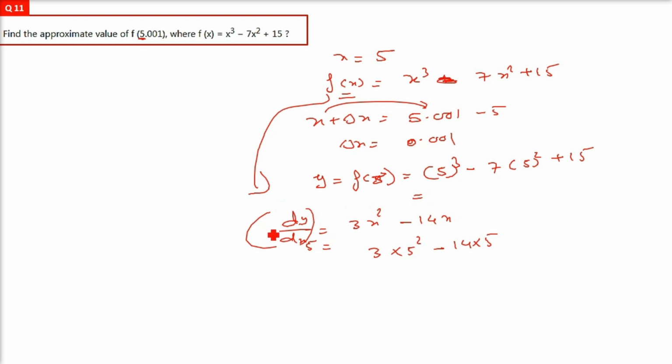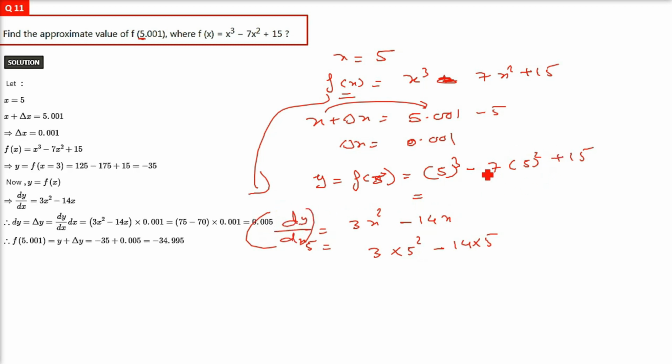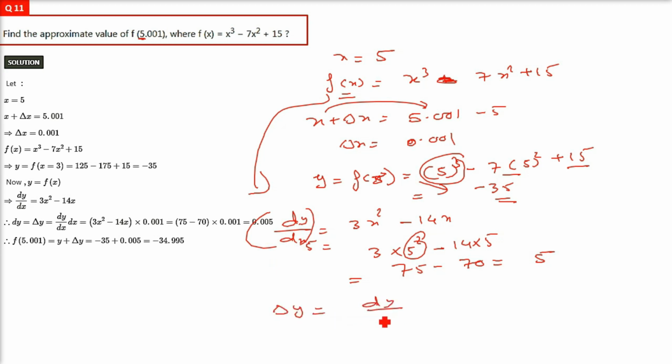So we have two values. The reference I also have to show you so that you know how to write it. So this is going to be 125 − 175 + 15, because 25 into 7 is 175. And when you compute this, it is going to be −35. Here you have 3 into 5² − 14 into 5. That gives you 75 − 70, so it is 5. We need to multiply this dy by dx by delta x in order to get delta y. So dy by dx is 5, and delta x is 0.001. 5 multiplied by 0.001 is 0.005.